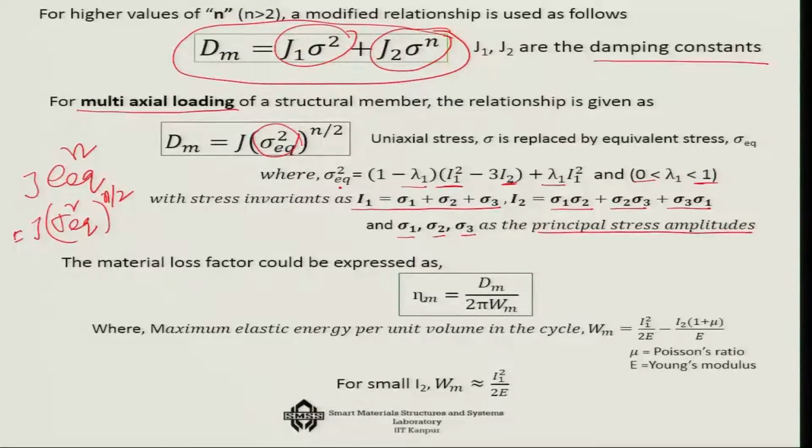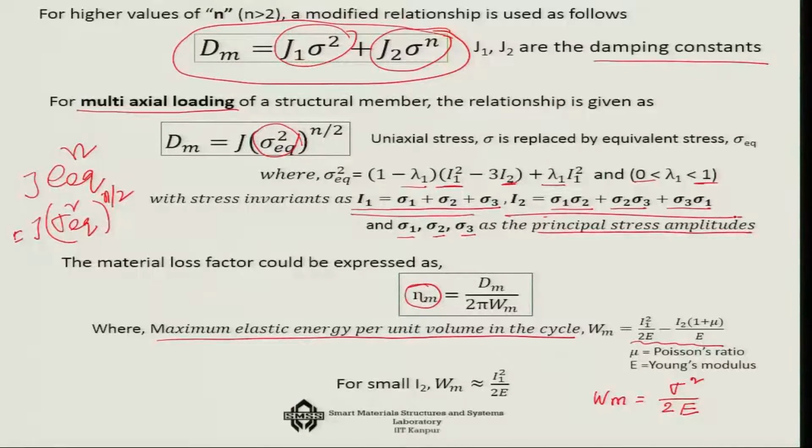Now, the material loss factor could be expressed as eta m, the energy dissipated per cycle, that is d m, divided by 2 pi W m, where W m is the maximum elastic energy per unit volume in the cycle. For a very simple case with only uniaxial loading, W m is the area under the stress strain curve, which is sigma square by 2 E. It becomes slightly more complicated for multi-axial loading, and it becomes I 1 square by 2 E minus I 2 into 1 plus mu over E, where mu is the Poisson's ratio and E is the Young's modulus. I 1 and I 2 we have already defined here.